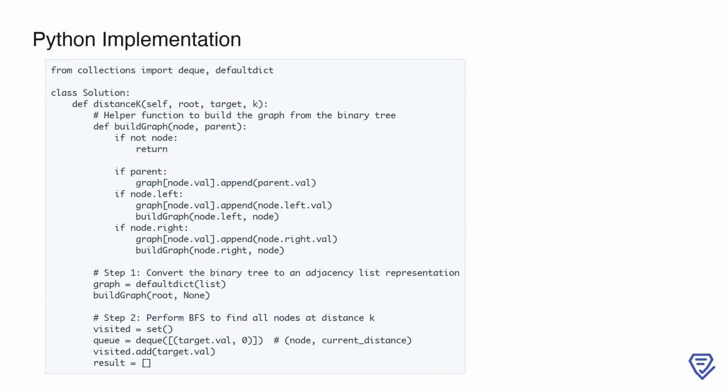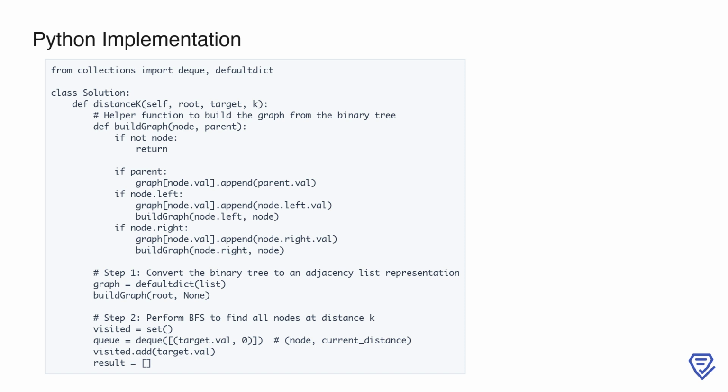Finally, we must ensure that the target node exists in the tree before beginning the BFS traversal to avoid unnecessary computation. To solve the problem of finding all nodes at a distance k from a target node in a binary tree, we start by converting the tree structure into a graph representation using an adjacency list. This makes it easier to perform graph traversal algorithms like breadth-first search.